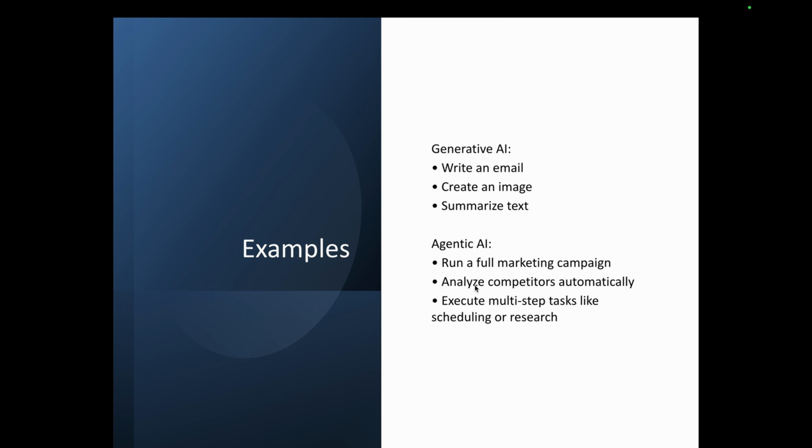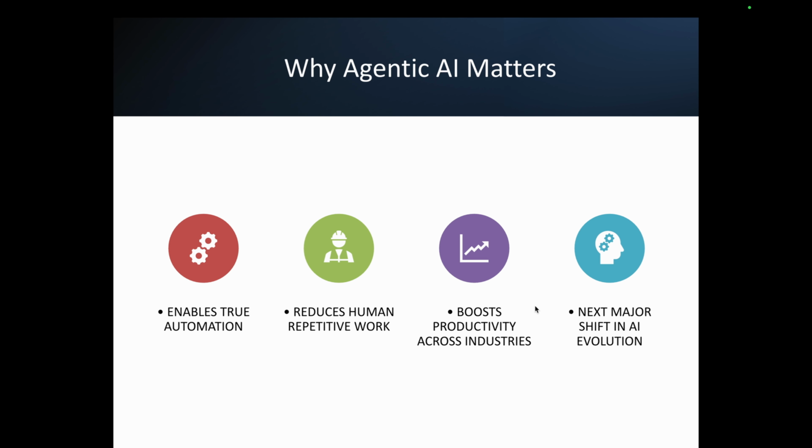It will be analyzing the competitors automatically also in the workflow. So we can define the pricing. Suppose the competitor is offering some lower price. We can ask the agentic AI to lower my product price also, because I need to be sustainable in the market, and it will be executing the multi-step task. So that is what we will be looking for.